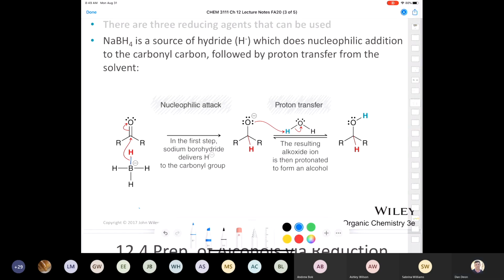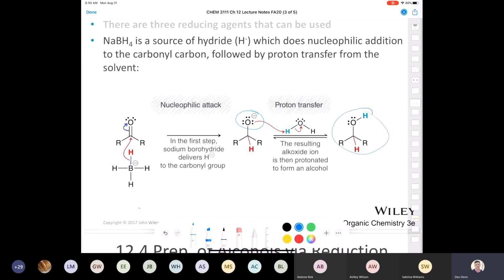And then you draw a curved arrow from one of the pi bonds like this, and so we end up with an alkoxide. And then again, we're in water or ethanol or methanol, and so it removes a proton from water or methanol or ethanol to form an alcohol like this.